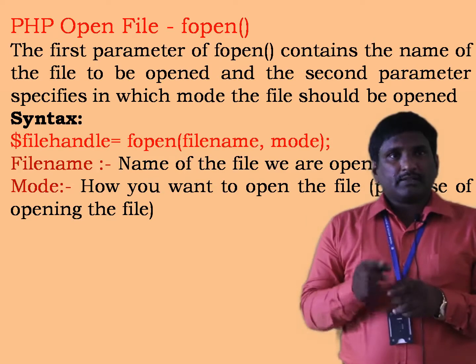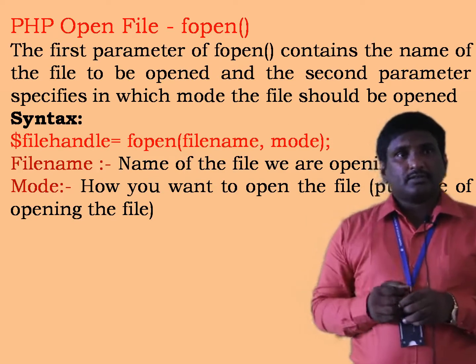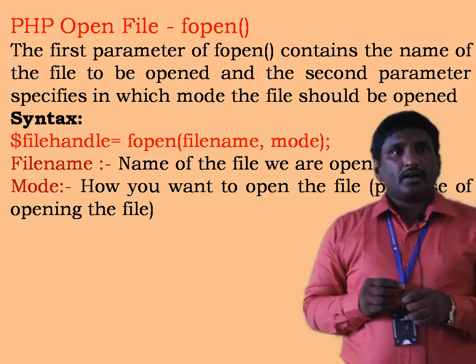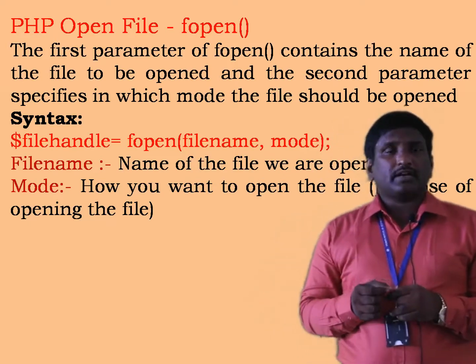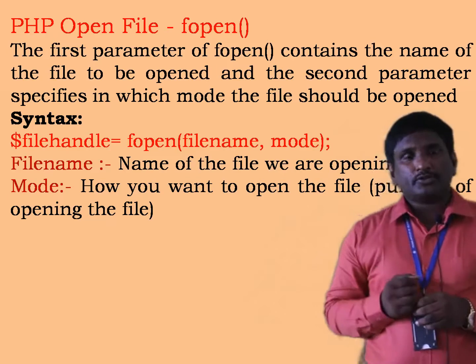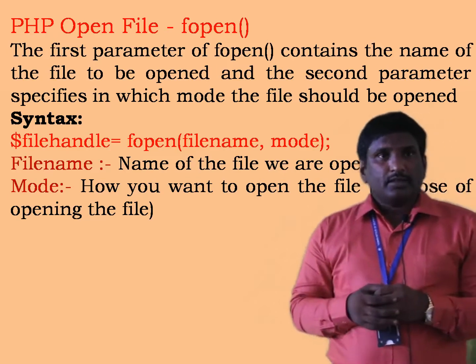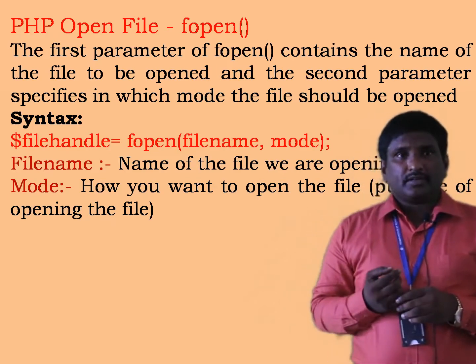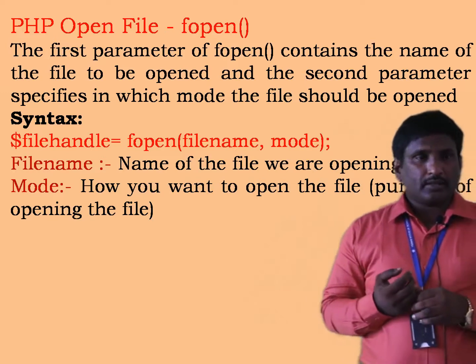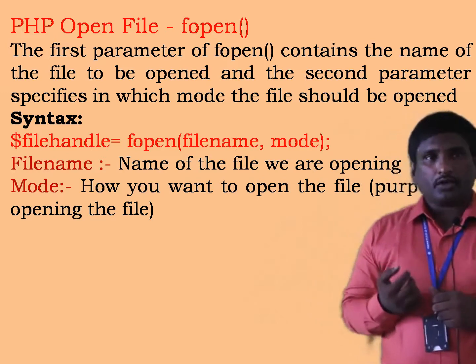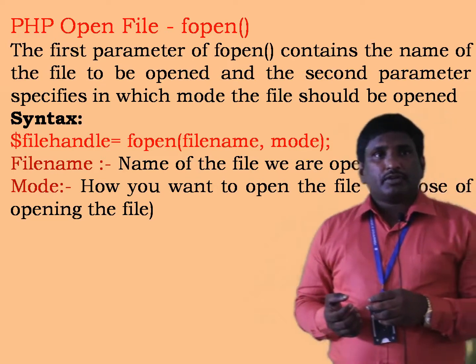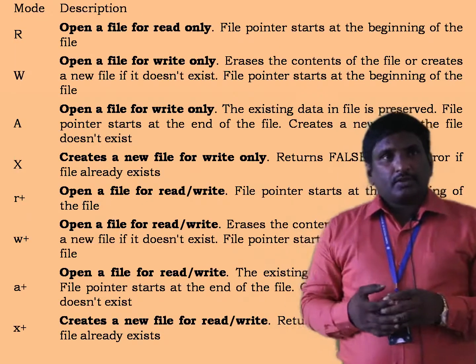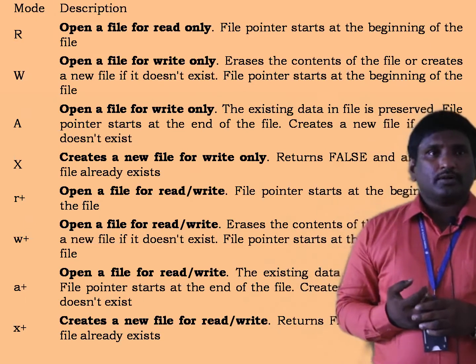So we are specifying the file name. In this syntax, I have created the $file handle. The function name is fopen. You should mention the file name and what the mode is. Here the file name is the name of the file which we are going to open, and mode is how you want to open the file, the purpose of opening the file. Next we are going to discuss the modes of files.